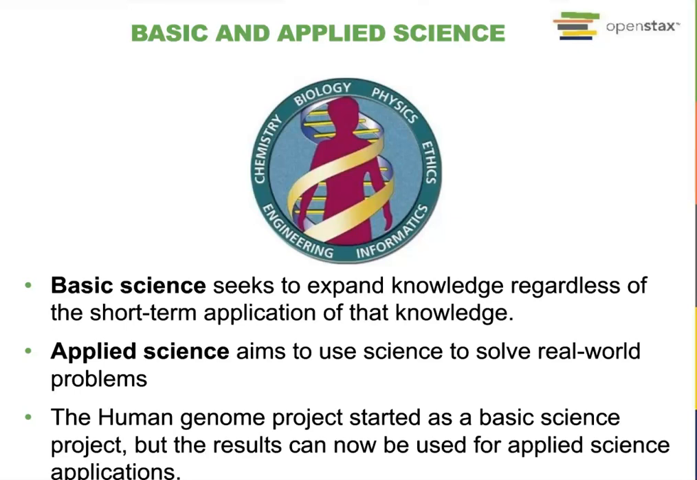This could be engineering, medical diagnosis, or development of vaccine for people to be used to prevent some viral infections. Human Genomic Project started as a basic science project, but nowadays the results can be used in the applied science. This concludes the section of scientific method.